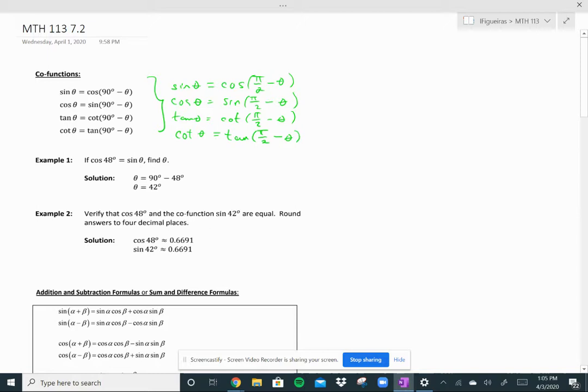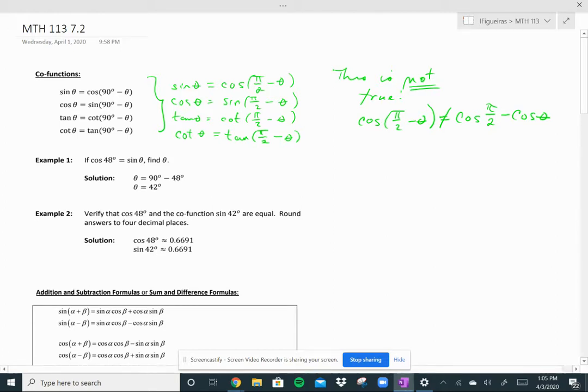A mistake that I often see students make is that this is not true, what I'm going to write here on the right. For example, if I take the cosine of pi over 2 minus theta, cosine is a function, not a number or a variable. So it is not equal to, you cannot distribute this. So this is not true. So be careful not to do that.